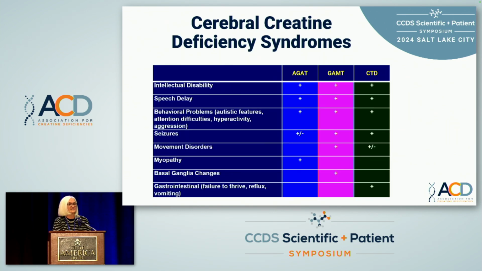So there are overlapping symptoms among the three conditions, but there are also some that are more specific to one condition or the other. All three syndromes share the same presentation with intellectual disability, speech delay, and behavioral problems. Seizures are not always present in patients with AGAT deficiency, but in GAMT deficiency and CTD, they are observed. Movement disorders are more common in GAMT deficiency, myopathy in AGAT deficiency, and basal ganglia changes in GAMT. Gastrointestinal symptoms, like failure to thrive, vomiting, and reflux, are more common in patients with CTD.